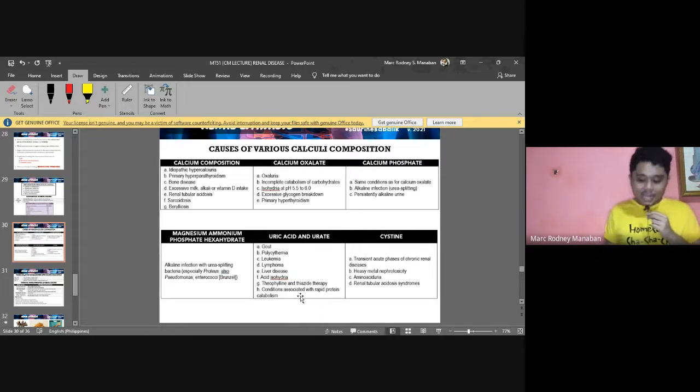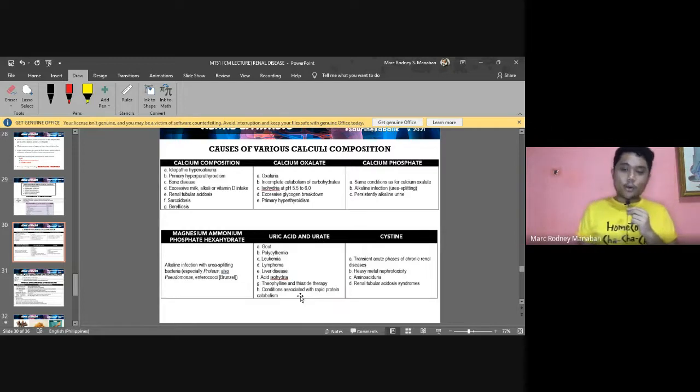For calcium phosphate, alkaline infection, of course, versus the alkaline urine. Same with magnesium ammonium phosphate hexahydrate, the presence of urea-splitting bacteria, especially Proteus mirabilis, okay? Also Pseudomonas and Enterococci, according to Brenzel, because they produce it by converting urea. So, urea-splitting bacteria.